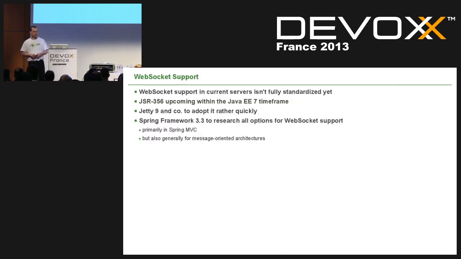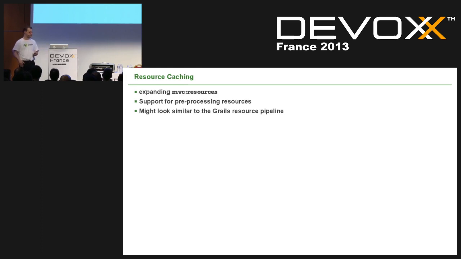WebSocket support, I expect to be one of those very, very useful use cases. JSR 356 will be in Java EE 7. We expect to see adoption inside the application servers fairly quickly, right? Because most of these application servers already have a proprietary way of doing WebSockets. So all they have to do is adapt that API to this new spec. That shouldn't be very hard, and we'll support that within Spring MVC.